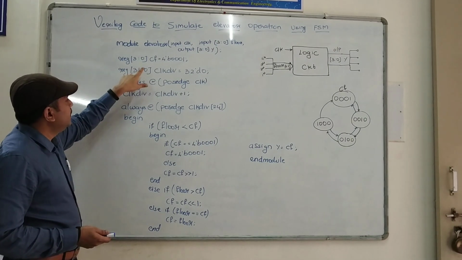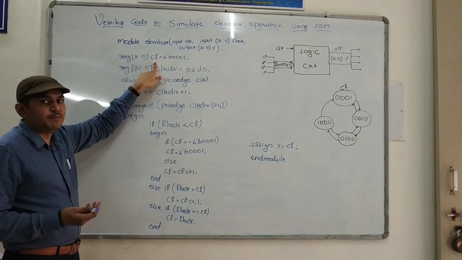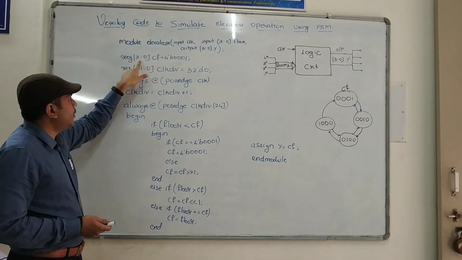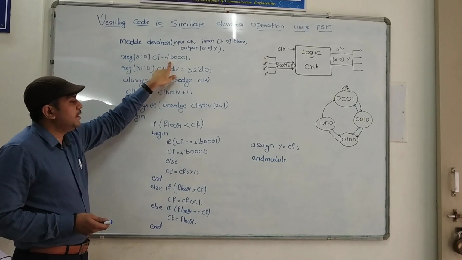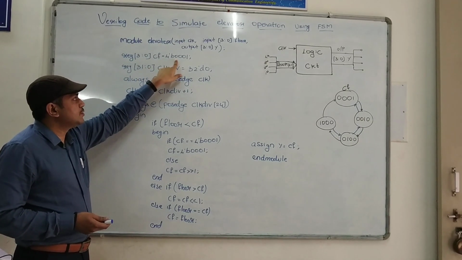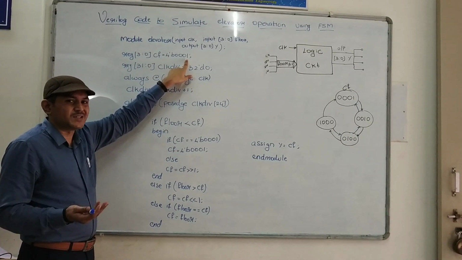Now I will use one more variable called CF. Here CF stands for current floor. As you can see, it is a register data type vector of 4 bits, and I have initialized this CF to 4'b0001. It means that it is the ground floor. It is indicating the first floor.